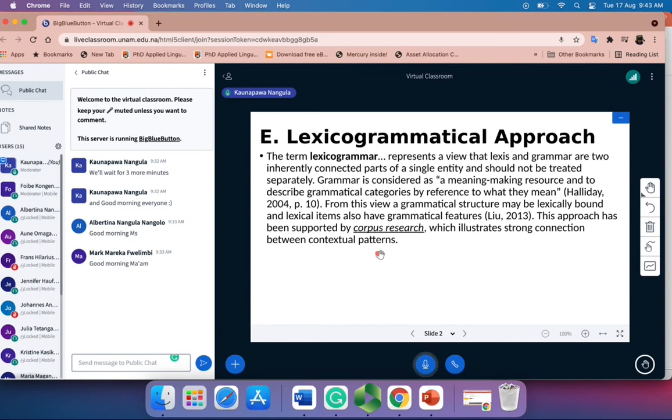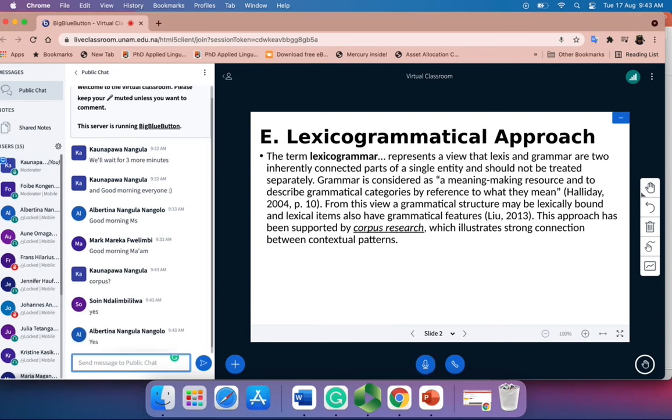And then they say that this approach is supported by corpus research. I wonder if you know the term corpus. Have you heard of corpus before? Yes or no? Yes. All right, that's good. Oh, that's wonderful. So which means it's really not new to you, right? That's really great. So we have corpus research.